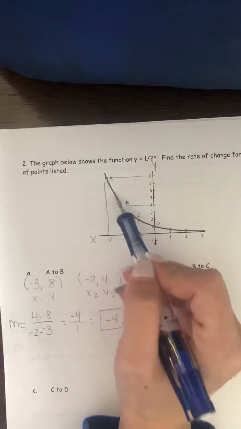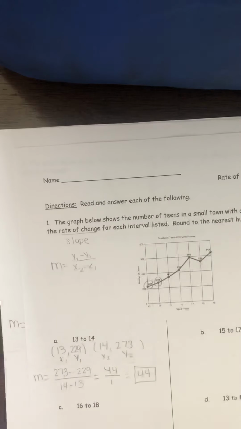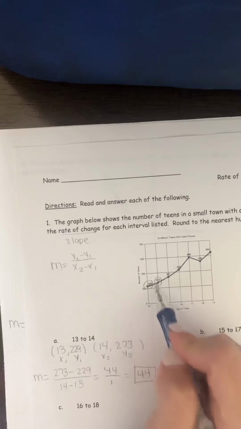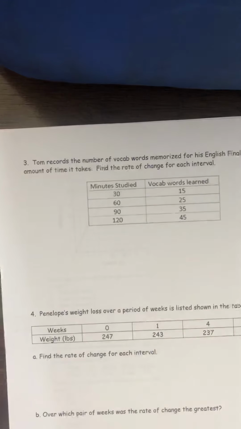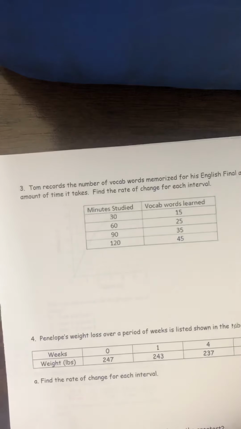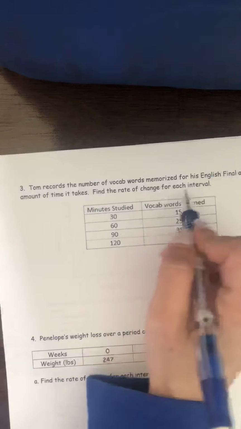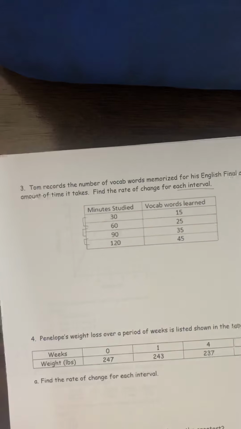It should make sense because this is going down, so it is a negative rate of change. If we look back at the last one, this went up, so that's why it was positive. Again, B and C are exactly the same, so I'm going to skip those. 3 I'm also going to skip because it's literally just plugging into the formula. It says for each interval, so you'd have to do it here, here, and here. You'd have to do it 3 times.